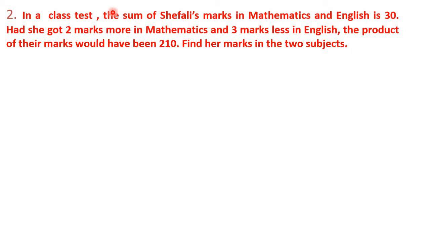Here in the class test, the sum of Shefali's marks in mathematics and English, the sum of these 2 subject marks, is 30. If she got 2 marks more in mathematics and 3 marks less in English, the product of the marks would be equal to 210. So we have to find the marks obtained by Shefali in the class test.